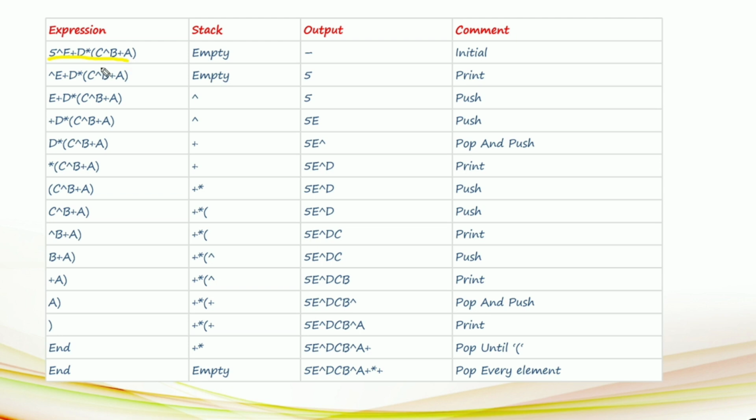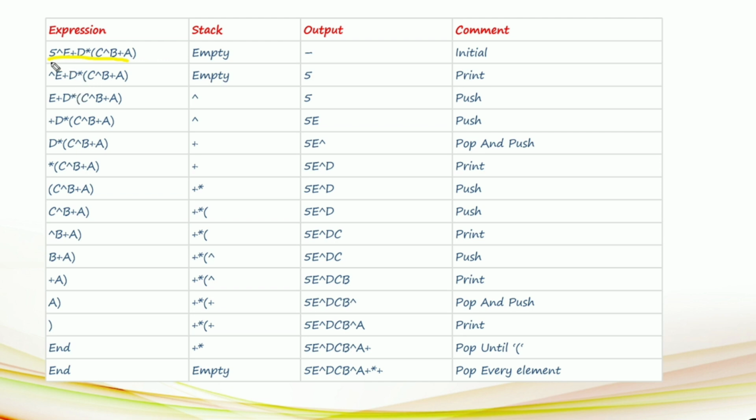We have to read elements from right to left. This is the infix expression. First we have to reverse the expression, then convert to postfix form. When we are converting to postfix, we have to read from left to right only. After that we can reverse that and display it as the prefix expression.